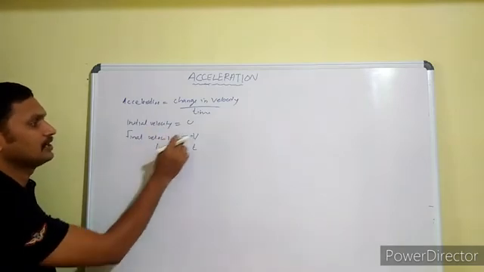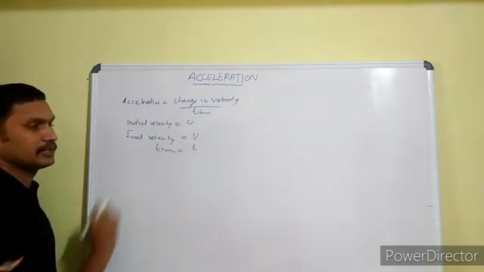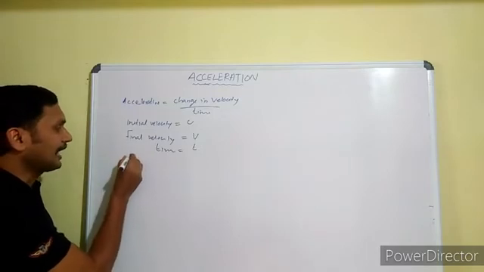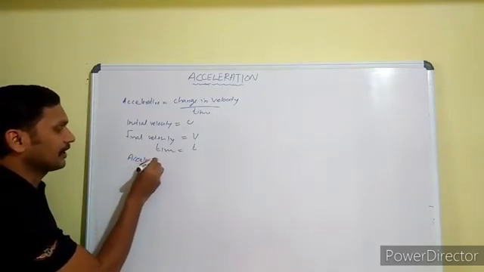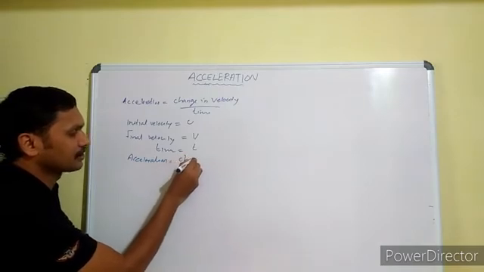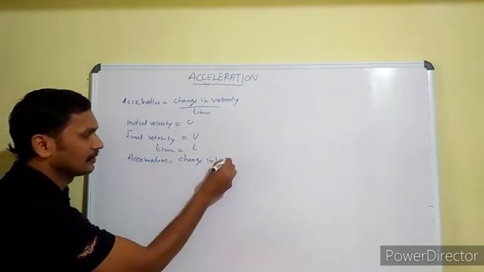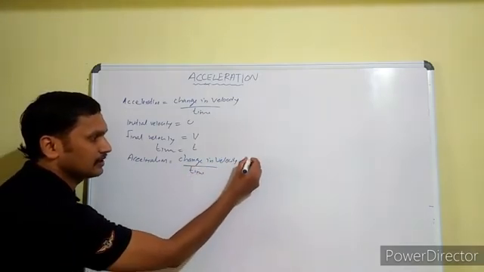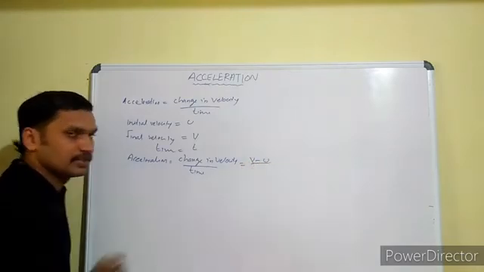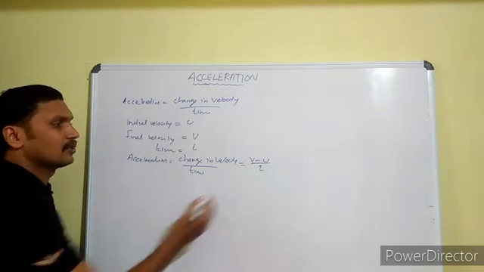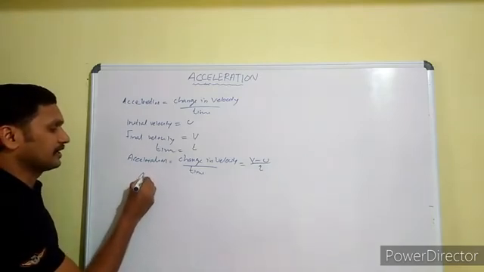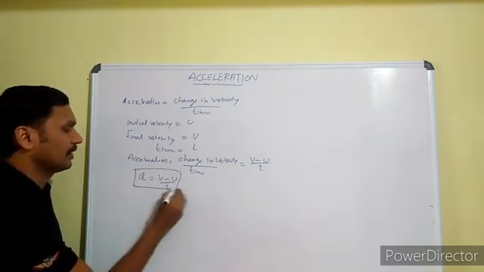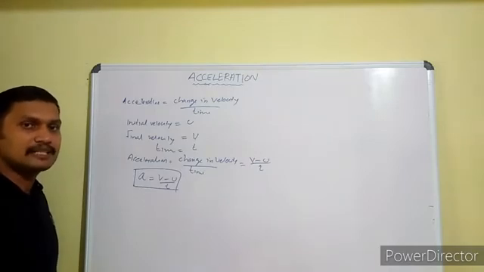Here, what is the change in velocity? V minus u, final velocity minus initial velocity. What is the time taken for that? t is the time taken. So, acceleration is equal to change in velocity by total time taken. What is the change in velocity? Final velocity minus initial velocity. What is the time taken for that? t. So, an equation for acceleration is a equal to (v minus u) by t.